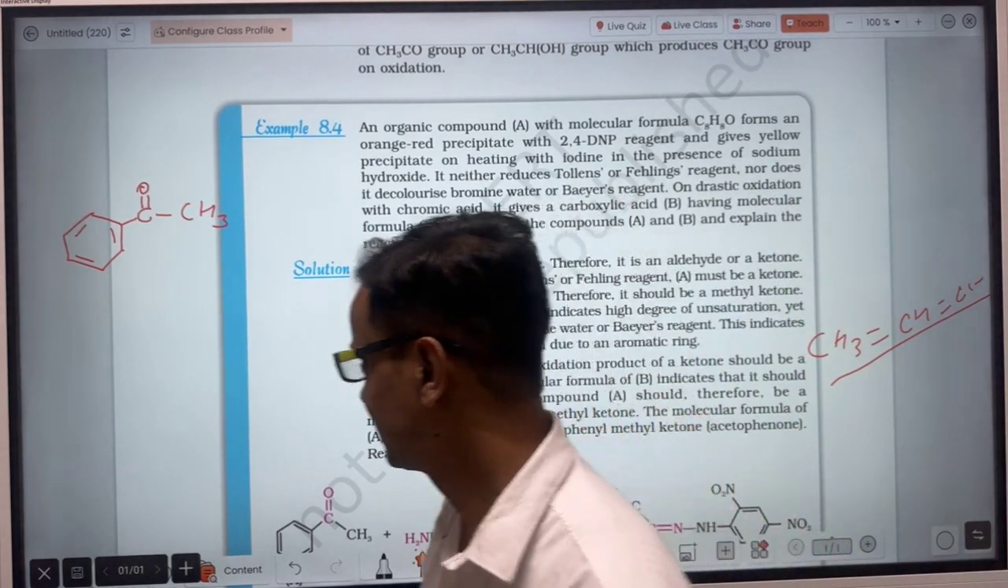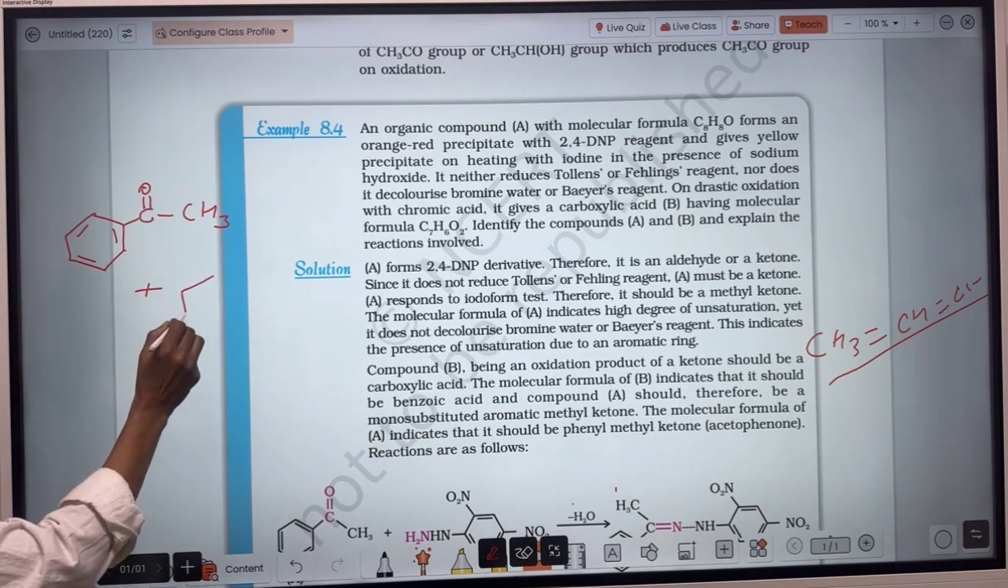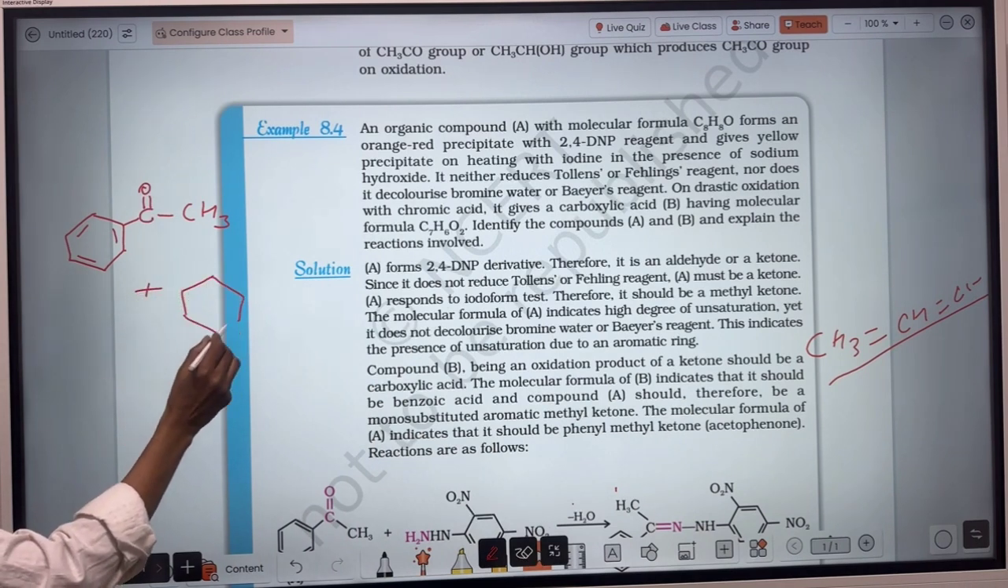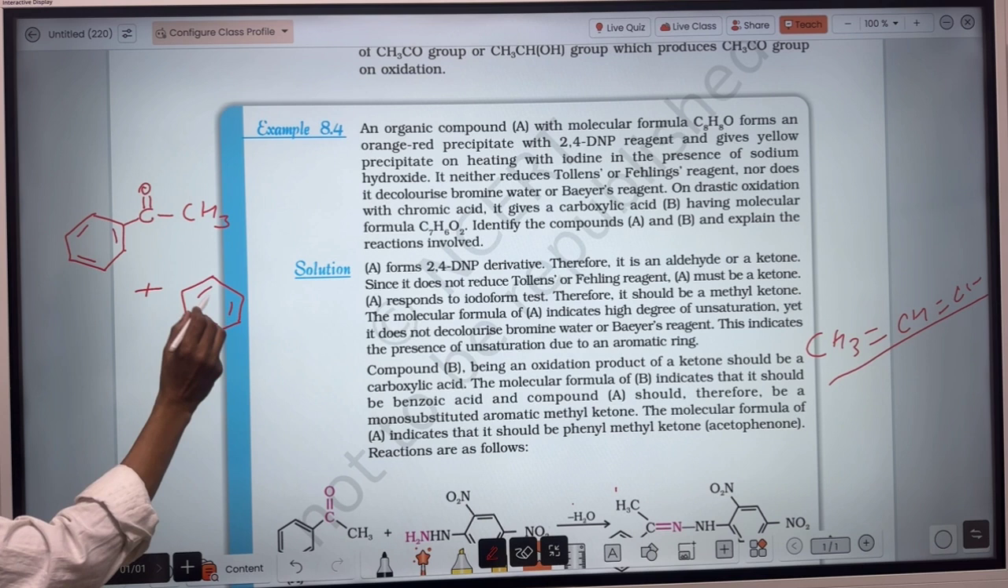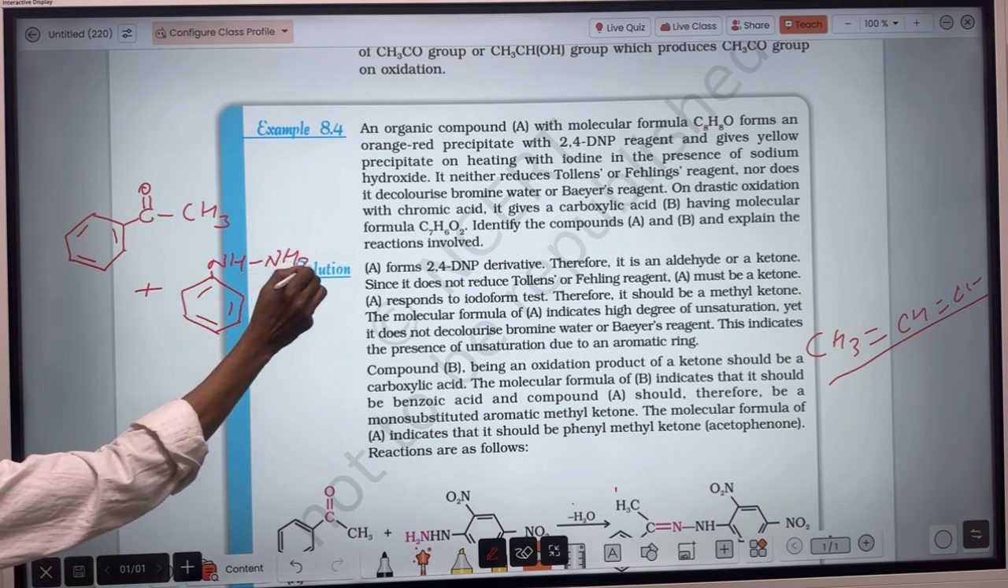So let's see about that compound first, and if not, then we will try the other compound. So first, this compound reacts with the 2,4-DNP reagent, dinitrophenyl hydrazine, that is NH2.